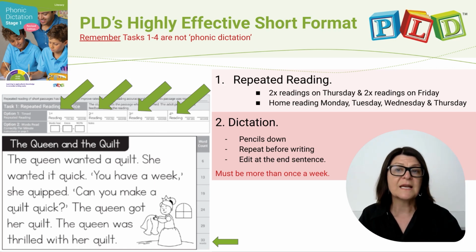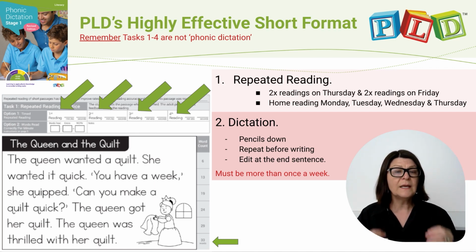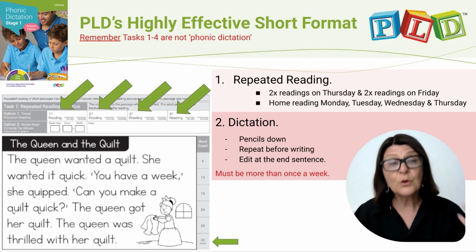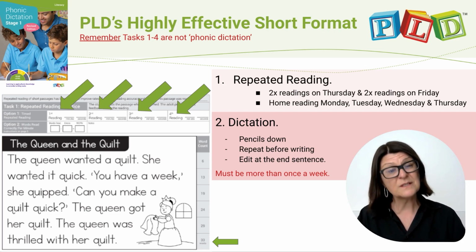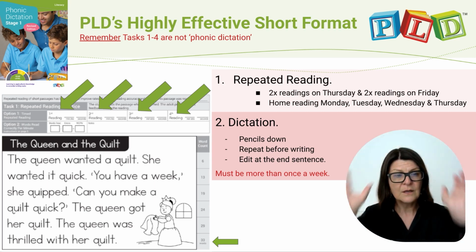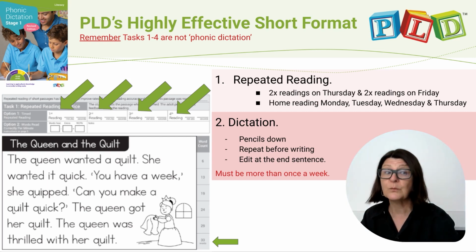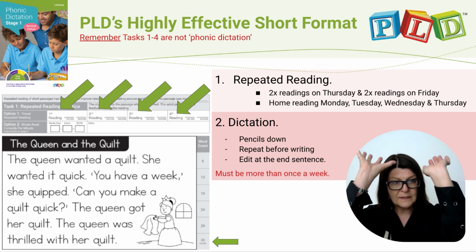Then pencils down and listening. The queen wanted a quilt. What are you going to write? The queen wanted a quilt. Go and write it. So you're asking the students to put their pencil down, hold in their working memory.